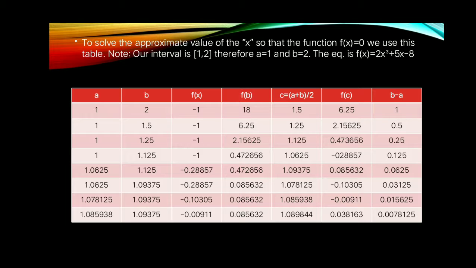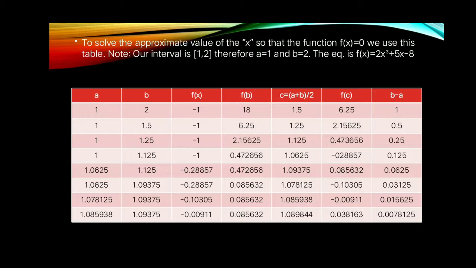f(a) is negative 1. f(b) is 2.15625. c is equal to 1.125. f(c) is 0.473656. b minus a is 0.25. a will remain the same since f(c) is not negative. Change the value of b with c since f(c) is positive, 1.125.